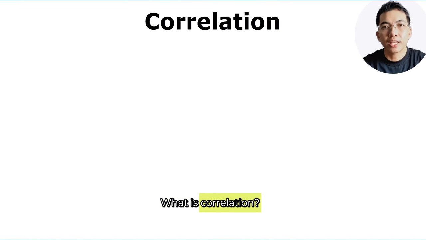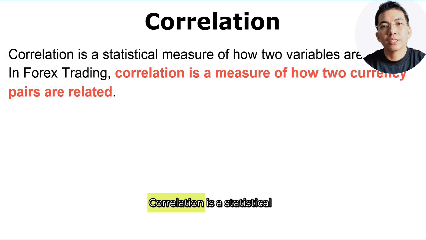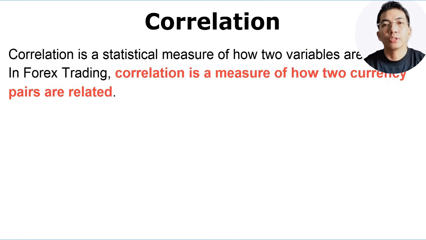What is correlation? Correlation is a statistical measure of how two variables are related. In forex trading, correlation is a measure of how two currency pairs are related. I'm sure that sometimes you have noticed that two currency pairs seem to go in the same direction. This is called positive correlation. Sometimes currency pairs seem to go in the opposite direction. This is called negative correlation.